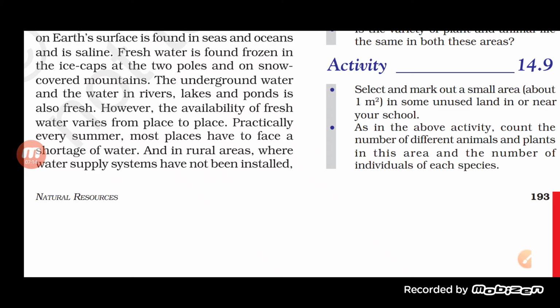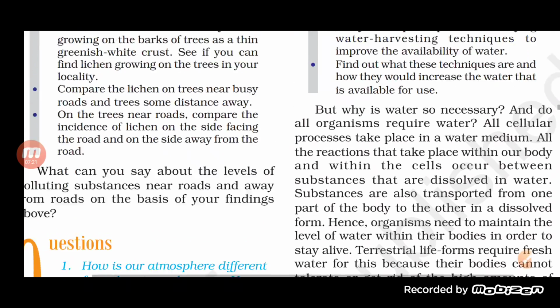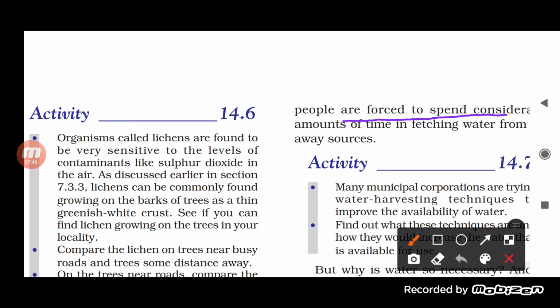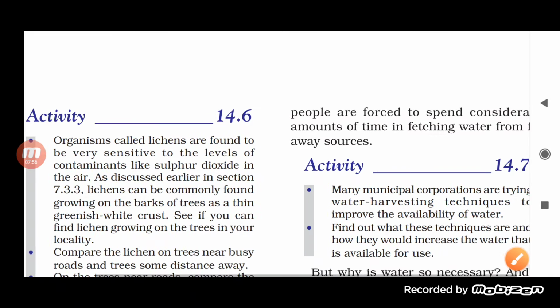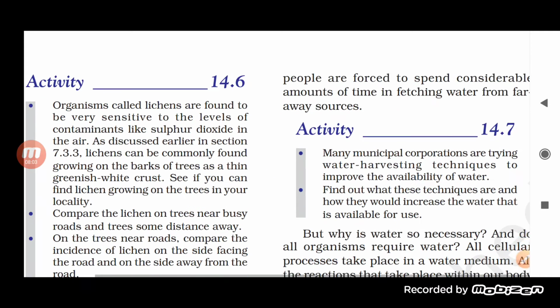So the people who are living in the rural area, those who have not installed the water supply system. You know that these days water reaches your home with the help of a water supply system. So still in villages there is no such water supply, so due to all this, there is very less water available for the people, students. So in order to get water, people are forced to spend considerable amount of time in fetching water far away from the sources. They need water, and due to this unequal distribution by nature, they used to go far away from their places.